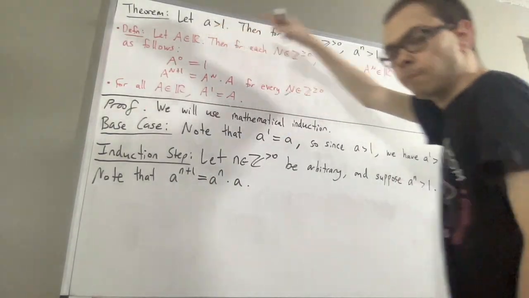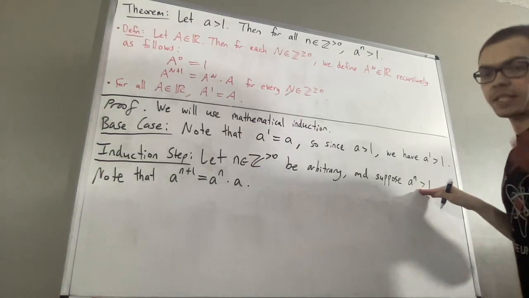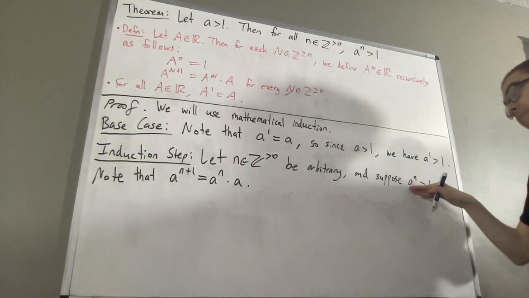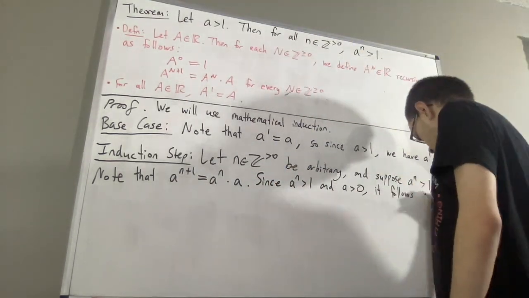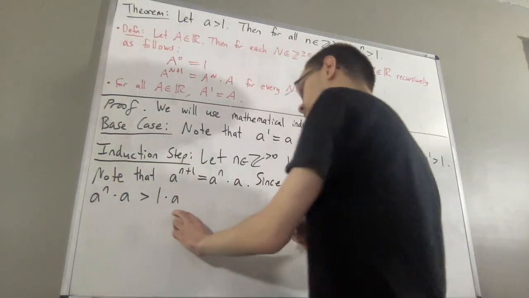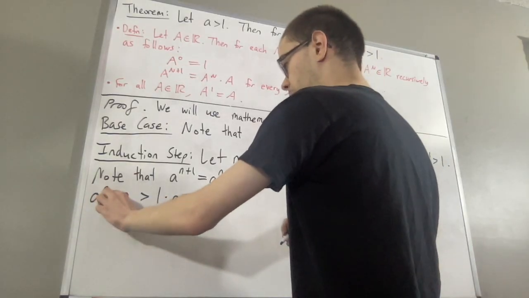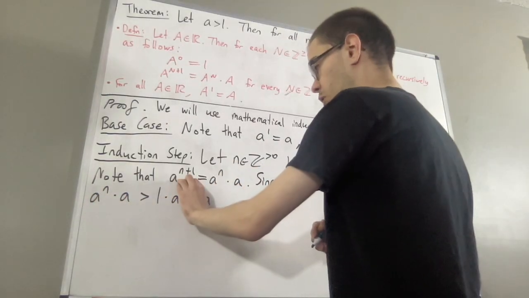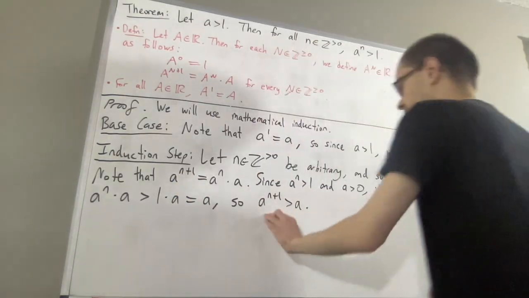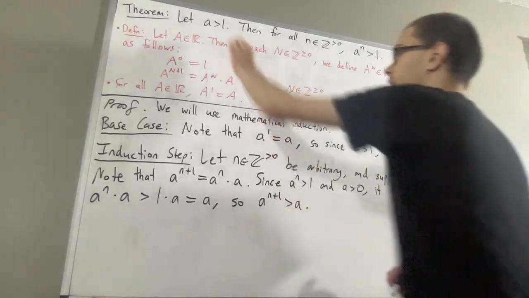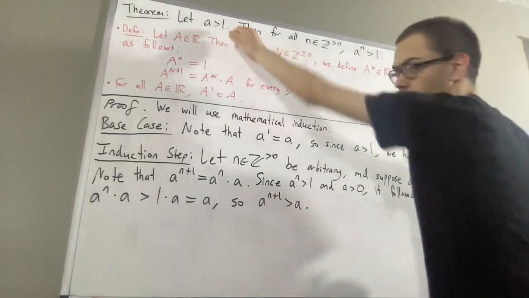Since a is positive, if we multiply a on both sides of this inequality, the sign of the inequality remains the same. We get a to the power of n times a is greater than 1 times a. And 1 times a is equal to a, so substituting a to the power of n times a for a to the power of n plus 1, we have a to the power of n plus 1 is greater than a. Now since a to the power of n plus 1 is greater than a, and a is greater than 1, it follows that a to the power of n plus 1 is greater than 1.